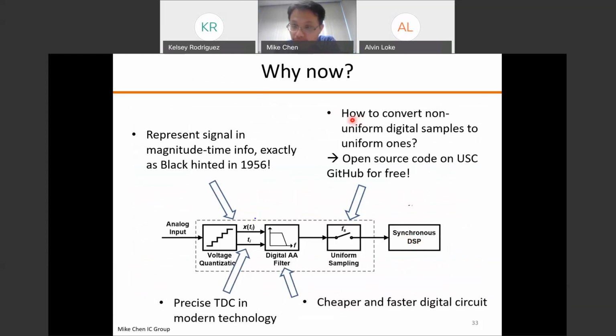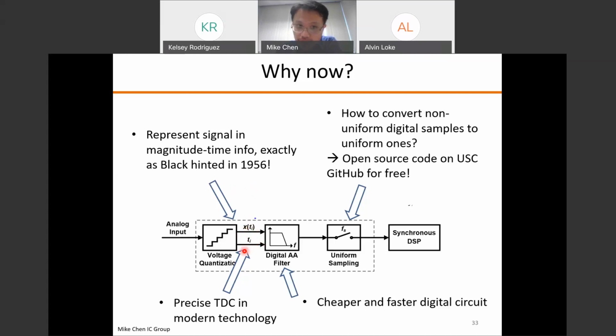Okay, so here I show my thoughts about why we should consider non-uniform sampling, right? You can see that non-uniform sampling was already hinted at in 1956, in the papers, and they talk about the magnitude and time information. And guess what? That's exactly what we have been doing. We find the magnitude, we find the time. So actually, in my mind, this is a true hybrid ADC, right? You find the magnitude and you also find the time. So you are not quantizing just amplitude, but also in the time domain. Okay. So why do I think that it's actually possible right now, moving forward?